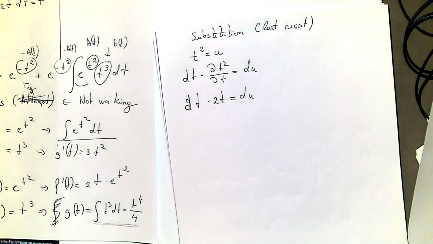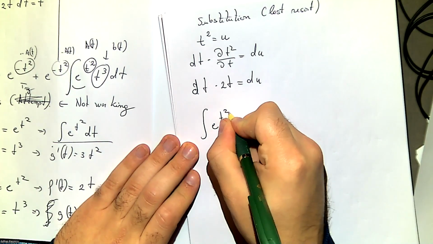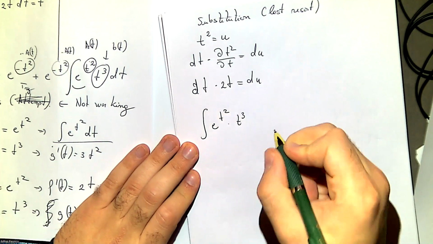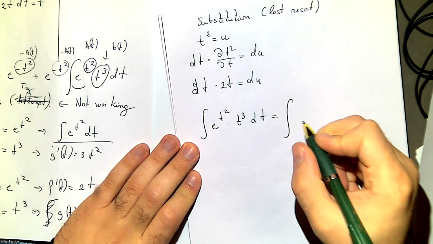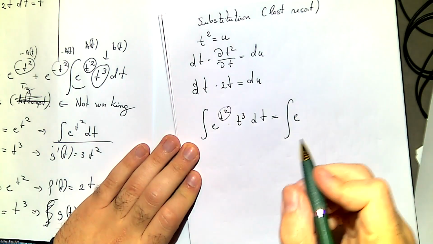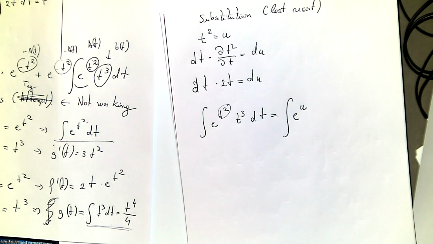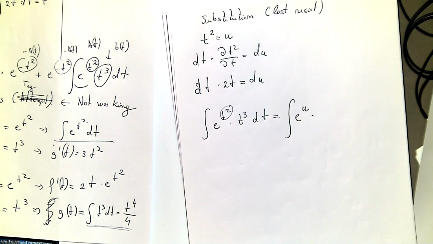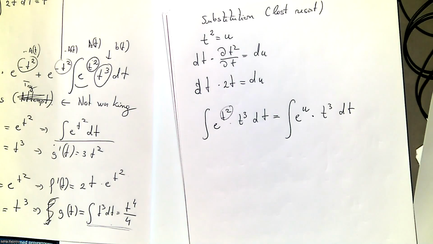All right, now let's see where we're at. The integral of e to the t squared t to the third dt is equal to the integral of e, instead of t squared I can write u, e to the u, times, now we panic. We have t to the third dt. We're panicked. Okay.